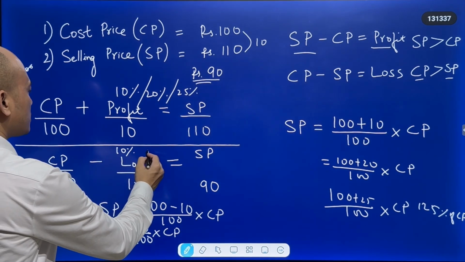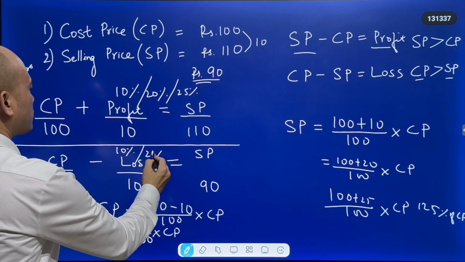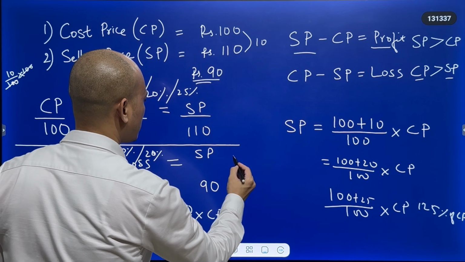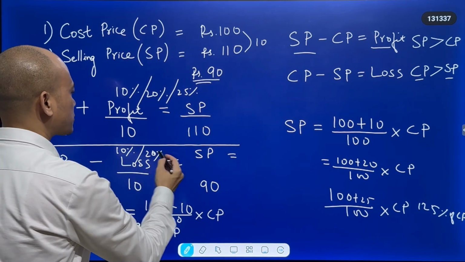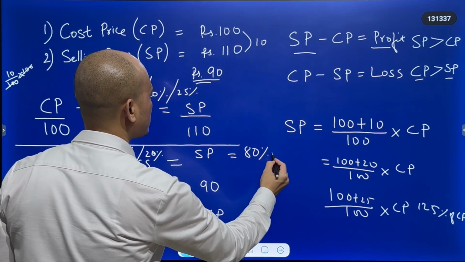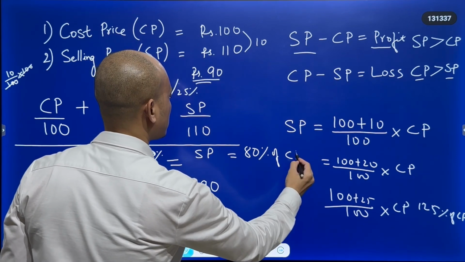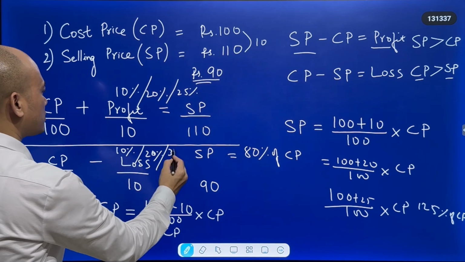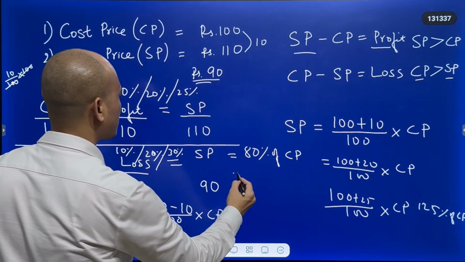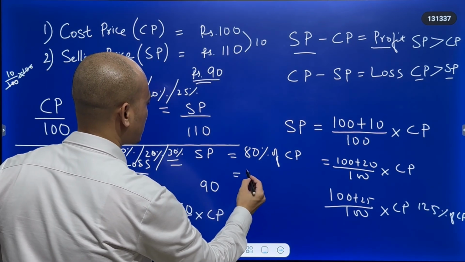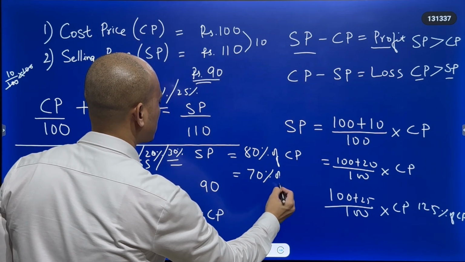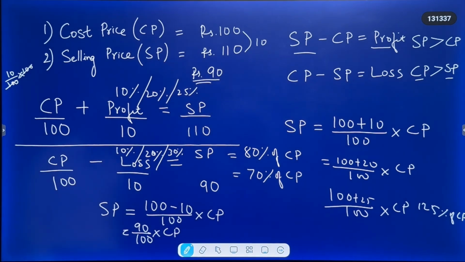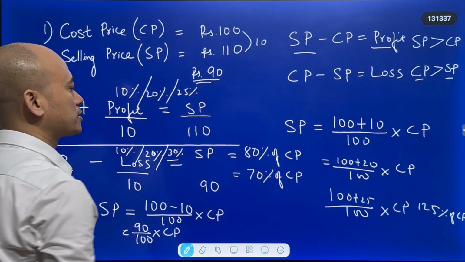Now if it is 20% loss, you can straight away write what SP is. SP will be 100 minus 20, so 80% of CP. If it is 30%, SP will be 100 minus 30, that is 70% of cost price. You can directly write it as 70% of cost price.